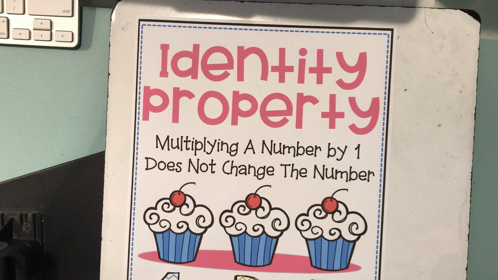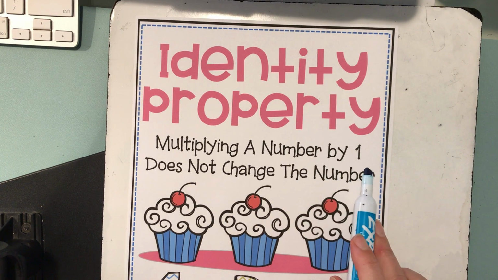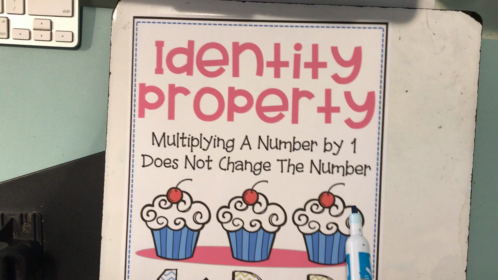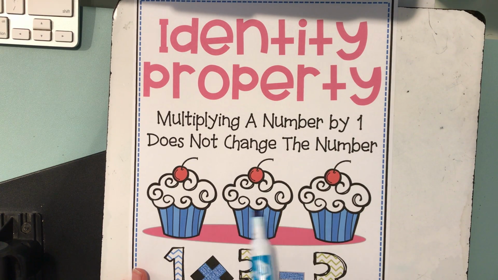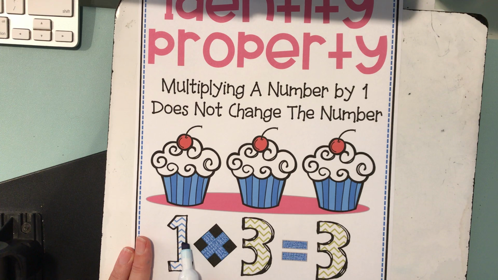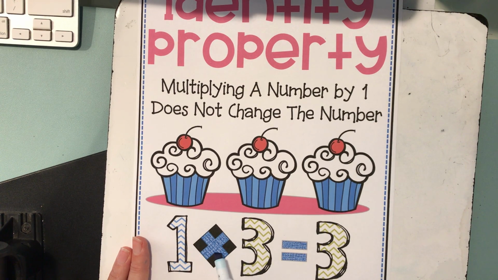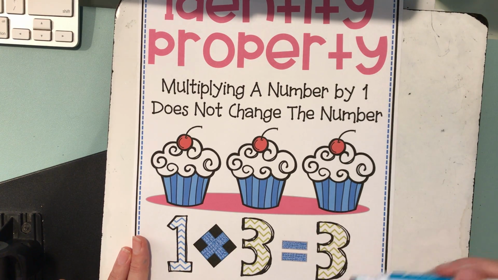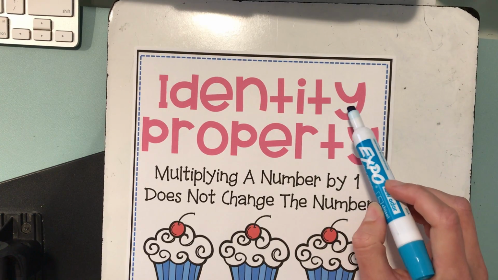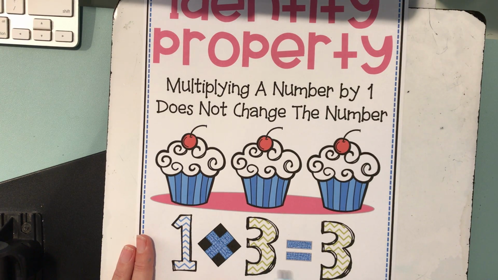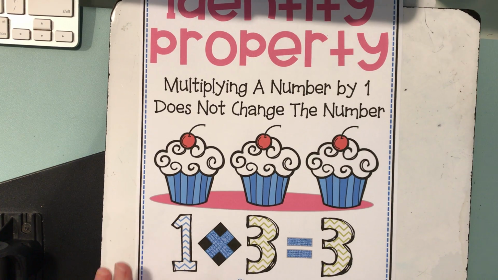And this means that when we multiply a number by 1, it does not change the number. So here we have one group of 3 cupcakes. So one group times 3 cupcakes equals 3. I still have 3 cupcakes. If I had one group times 4 cupcakes, it would equal 4. Or 1 times 5 cupcakes, that would equal 5. So it doesn't change the number. It's identically the same. It has the same identity. So think of it that way.